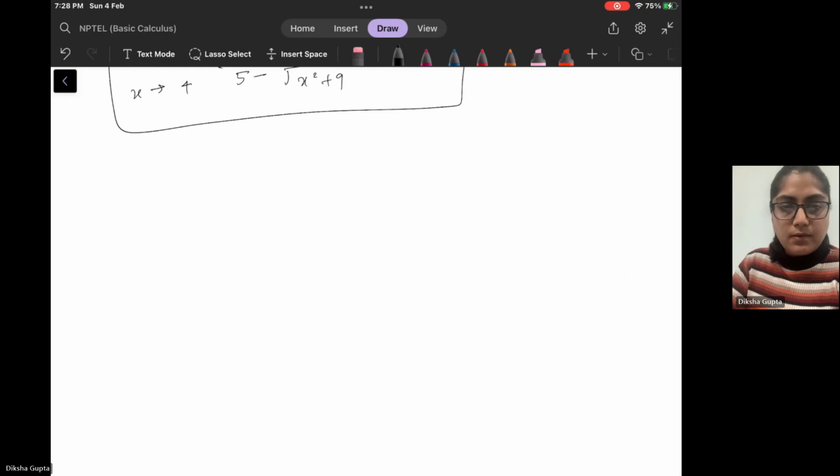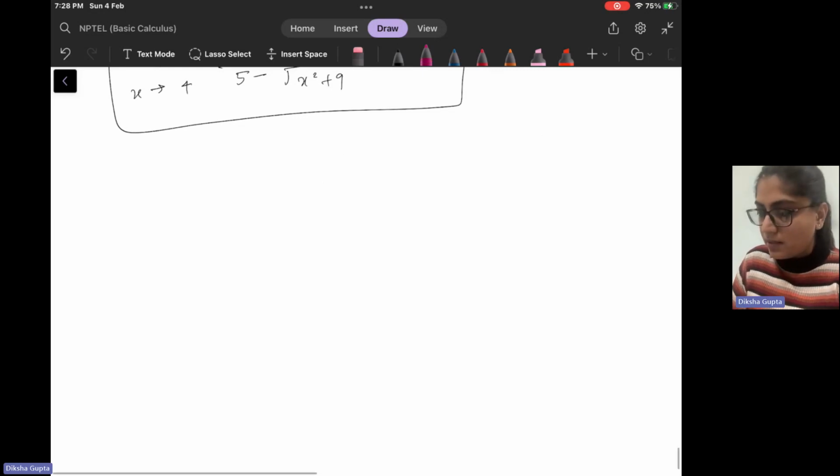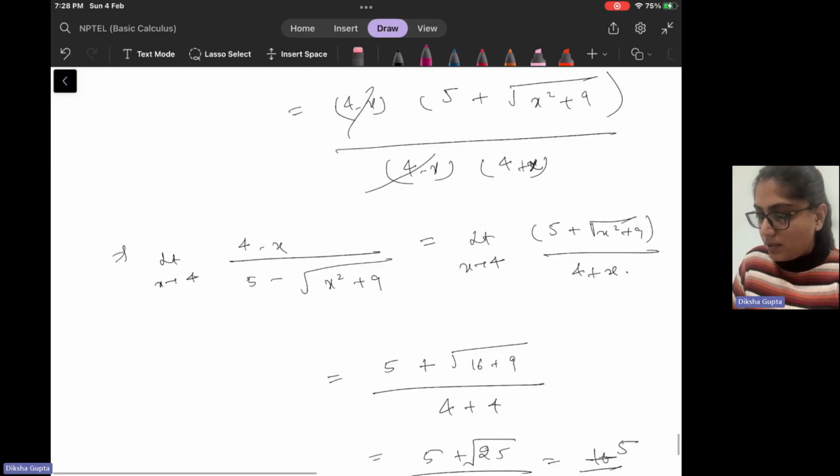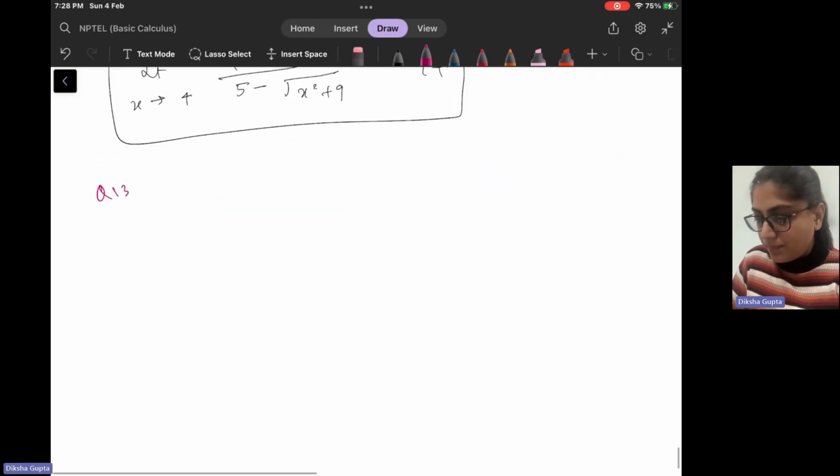Okay. So the next question is based on the sandwich theorem, which sir has discussed in class. So go through it and then come back to this question if you don't know.